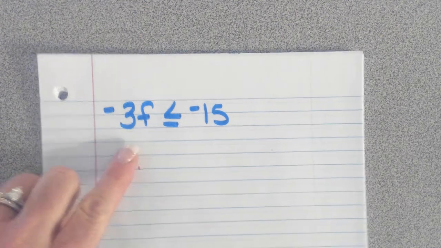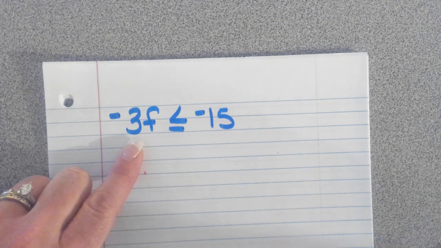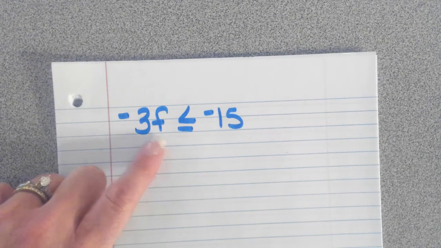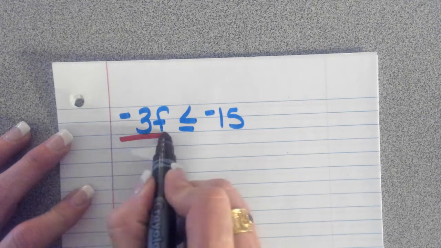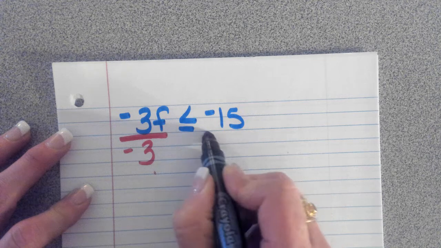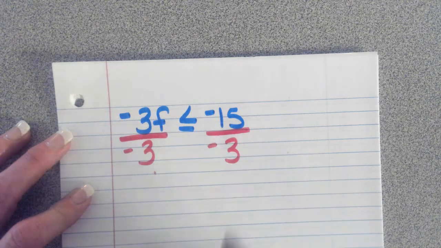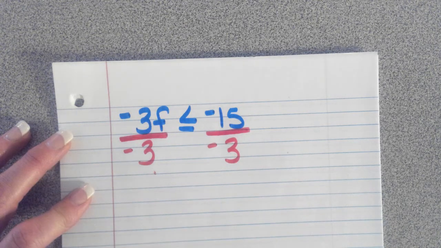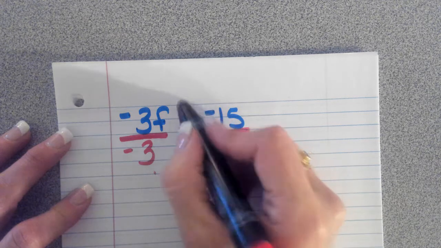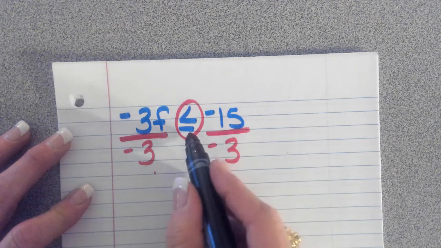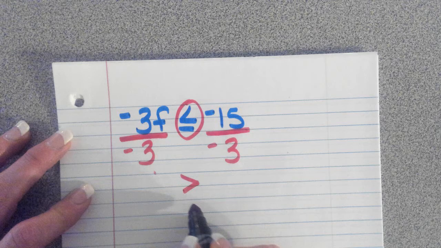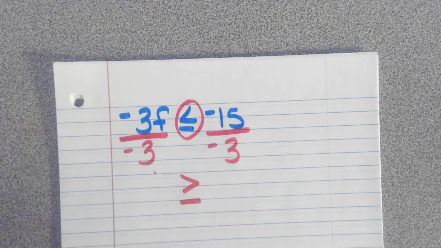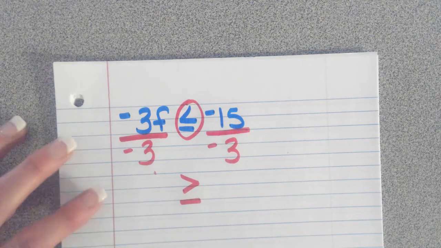So see how there's a negative 3 right by the f? That means I'm multiplying by a negative. So to get rid of that and get the f by itself, I need to divide both sides by a negative. What you do to one, you do to the other. Now because I'm dividing by a negative, I'm going to flip my symbol to make the statement true. If you need to review those notes, now would be a good time.